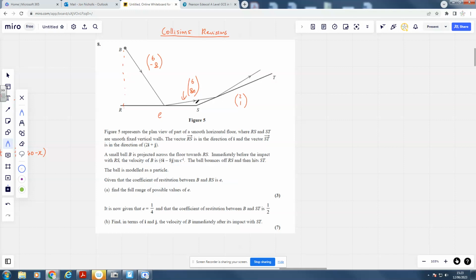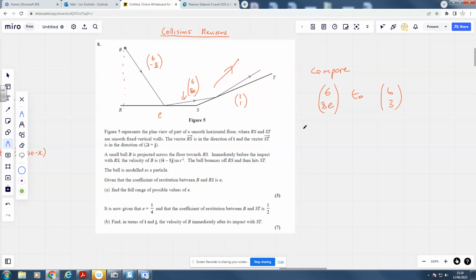Now, if you think about it, there's not going to be another impact with S and T if this one is steeper than the wall, yeah? Provided it's less steep than the wall, then you're good. Now, if we scale this 2, 1 up, because that's just the direction of ST, to 6, 3, we can compare 6, 8E to 6, 3, yeah? As this one becomes steeper than 3, this arrow points up like that, and we don't get another impact with ST. But provided 8E is less than 3, we will have another impact with ST.